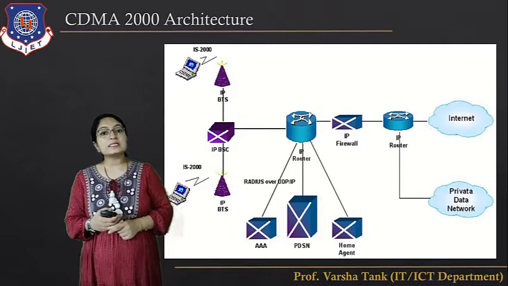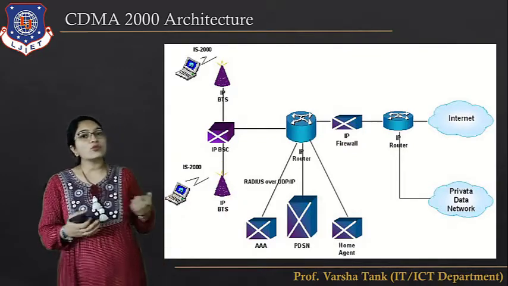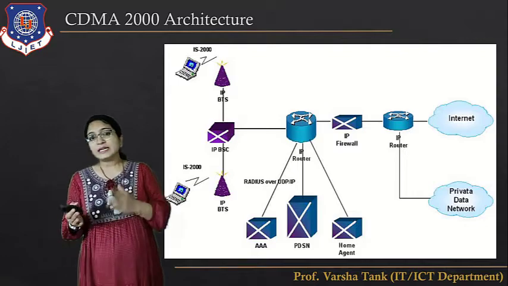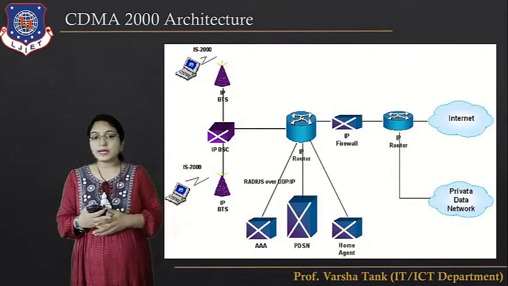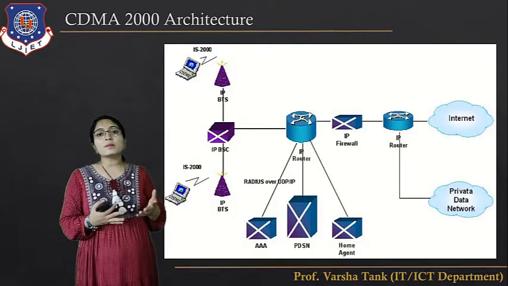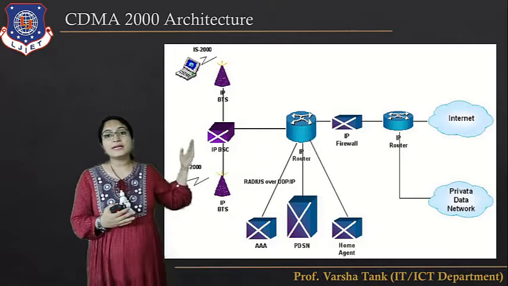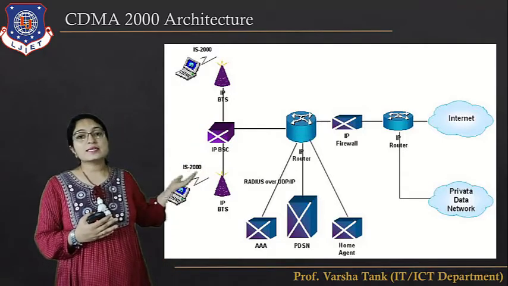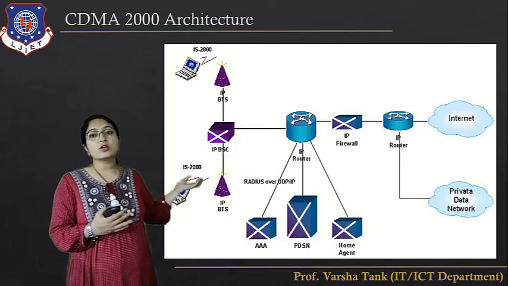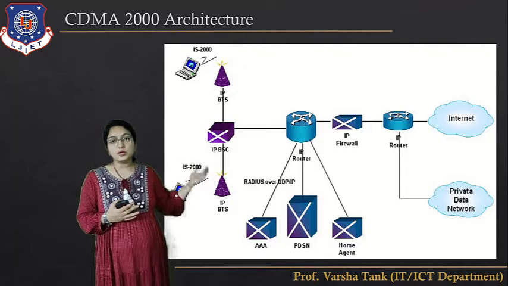Now the next topic is the CDMA 2000 architecture. Here you can see we have learned about the CDMA architecture, that is the Interim Standard 95 architecture. Here this is the Interim Standard 2000 architecture. The concept is normally the same in both architectures. Here the BTS is there. The BTS will send the signal to the BSC, the base station controller, and it will send the signal to the IP router.